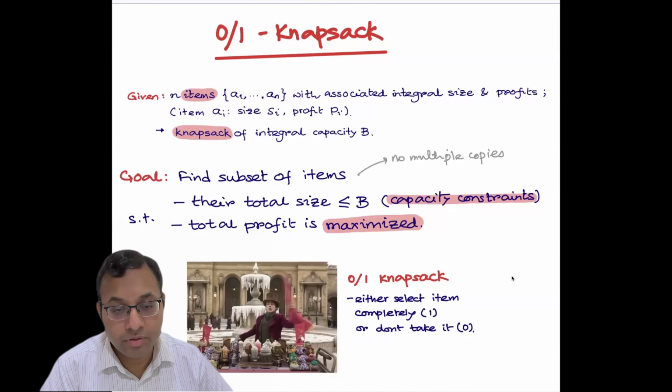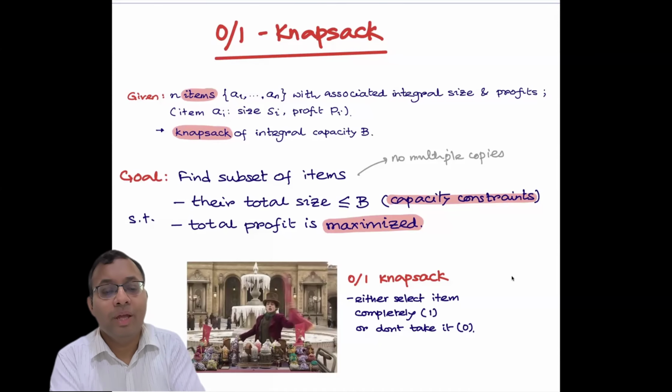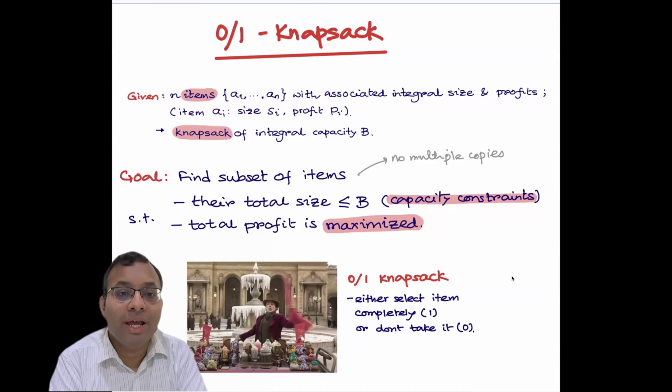In the last two episodes, we learned about the fractional knapsack problem and the unbounded knapsack problem. And in this part, we'll learn the OG knapsack, the 0-1 knapsack problem. In this problem, we are given n items a1, a2, ..., an with associated integral sizes and profits. Each item ai has size si and profit pi. We are also given a knapsack of integral capacity B, and we assume all this data, si, pi, B, are integers.